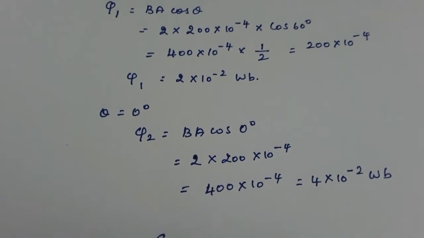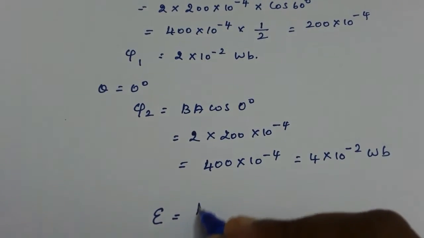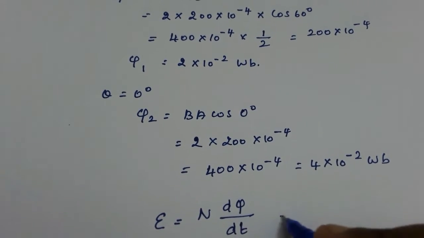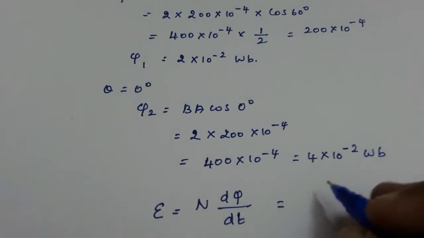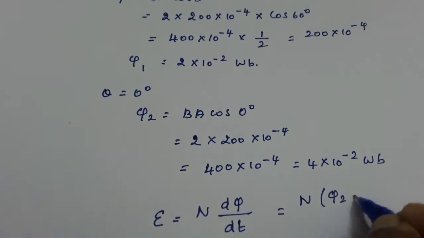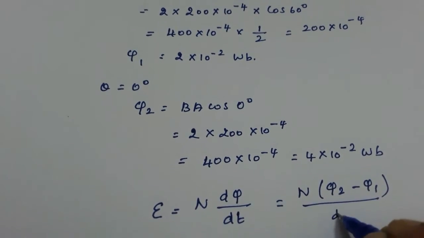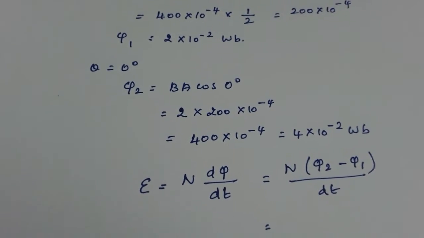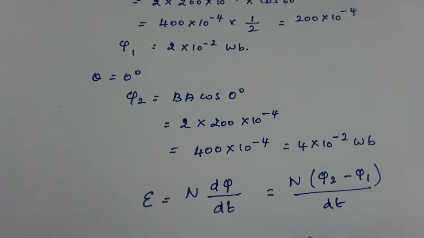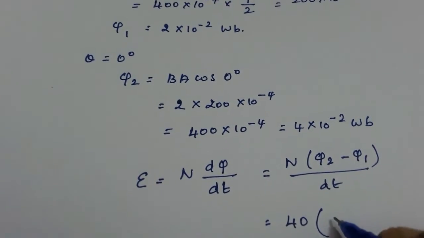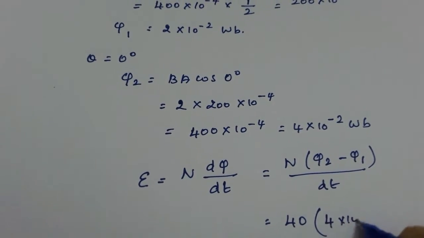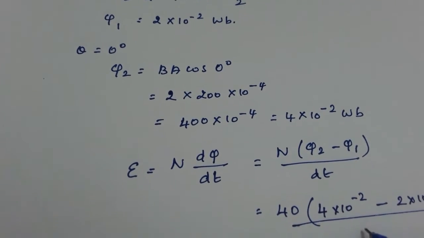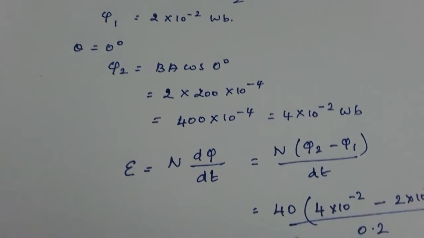Now what you have to find out is the induced EMF. The induced EMF is equal to n into d phi by dt. What is d phi? d phi is phi 2 minus phi 1. So it is n into (phi 2 minus phi 1) by dt. The value of n is given as 40. So 40 into (4 into 10 raised to minus 2 minus 2 into 10 raised to minus 2) divided by 0.2. Time is 0.2.